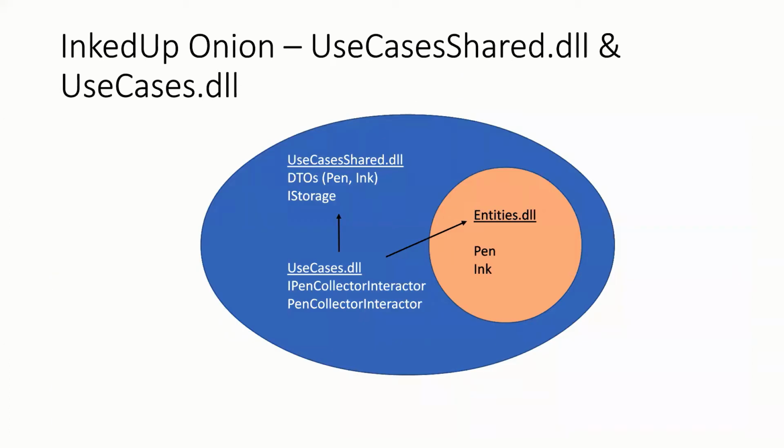So if we have a look at the inked up onion now, we've got our use cases there. We've got our two class libraries that we've added to our existing entities class library. We've got use cases shared DLL, which has our DTOs and the iStorage interface. And we've got our implementation of the use cases in the use cases DLL. It's worth pointing out that wherever we cross over dependency-wise between the layers, we are going inwards. So we're going from use cases to entities when we talk about dependencies.